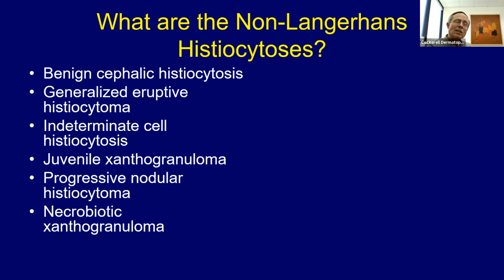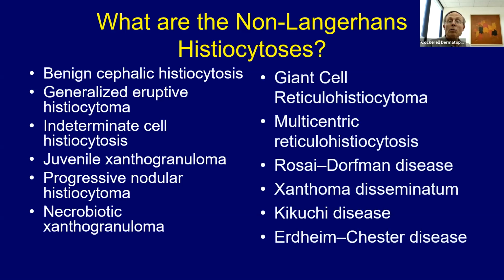Indeterminate cell histiocytosis: cells look like Langerhans cells, but they don't stain like Langerhans cells. They're not exactly like Langerhans cells. Obviously, JXG. Progressive nodular histiocytoma is almost like a xanthogranuloma with a lot of Touton giant cells, more fibrosis and whatnot. It gets larger and grows over the course of time. And the necrobiotic xanthogranuloma that's associated with paraproteinemia. So I would just recommend learning a little bit about those.